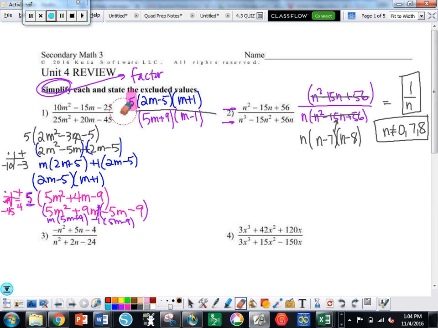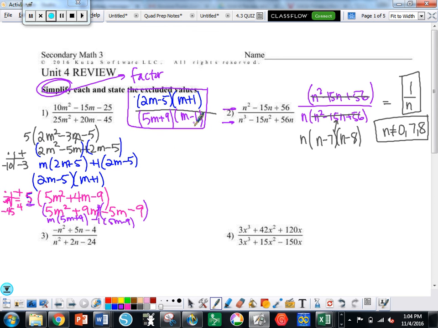Does that bother any of you? I hope not. The 5's go away. The 5 isn't going to give us any sort of excluded value. Does anything else cancel? No. These are really close, but because one is positive and one is negative, they're not going to cancel. So that is my answer.